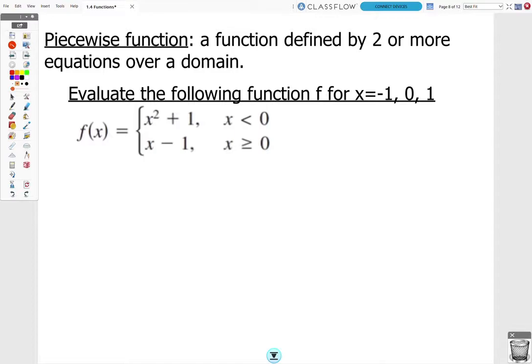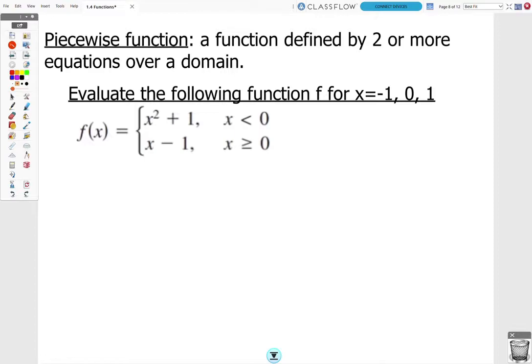Now, when we're asked to evaluate the following function, f, notice the function has these little braces, and it says that x squared plus 1 is the function as long as x is less than 0. But when x is greater than or equal to 0, the function looks like x minus 1. And they want us to evaluate for x equals -1, 0, and 1.